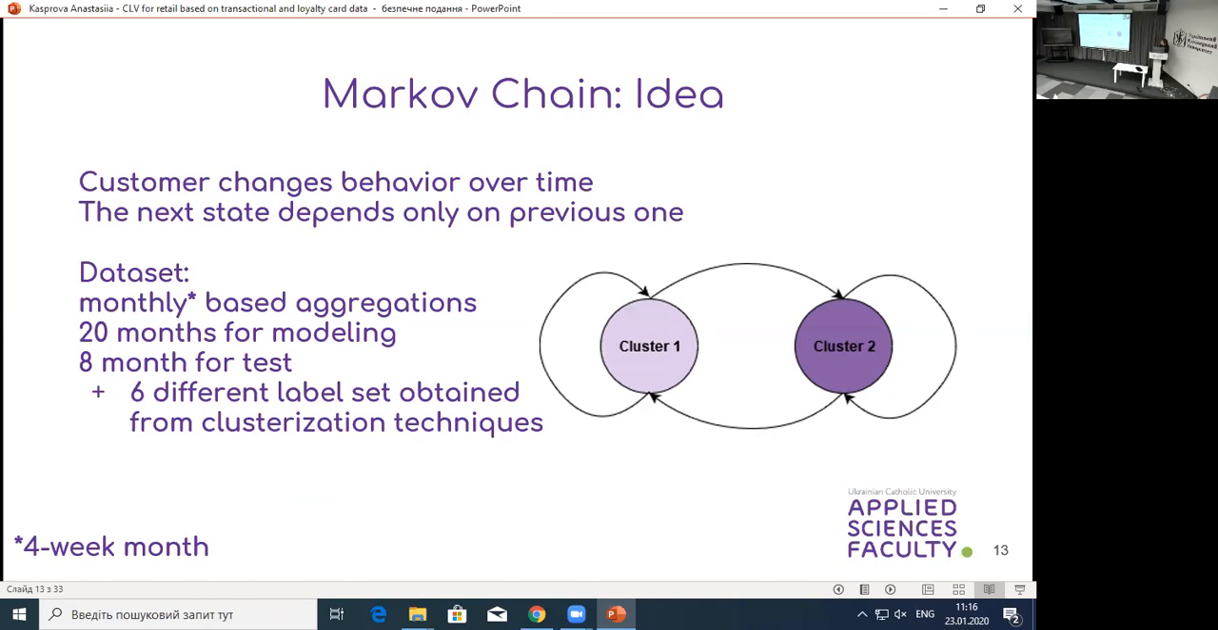The data set which was used for the Markov Chain is the same as we used for clusterization. We used 20 months for modeling and 8 months for test. So right now we have 6 different label sets obtained from the clusterization techniques, and we repeated the data manipulation for each of these label sets.